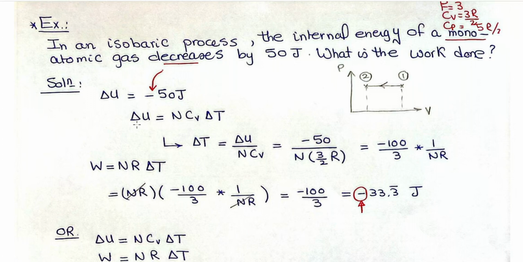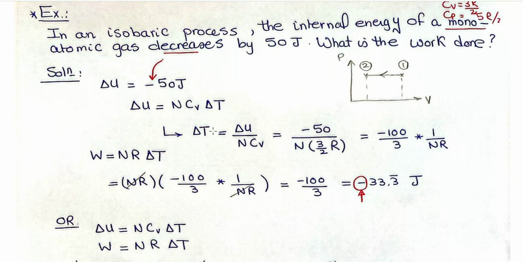Okay, the delta U is NCV delta T for all the processes. We can find delta T by substituting with delta U, N, and 3R over 2 instead of CV. It will give you unknown N and R. We don't know N and R. But when you want to calculate the work, it is NR delta T. So I will substitute the delta T with the unknowns, 1 over NR, negative 100 over 3, 1 over NR. So it will be cancelled and you can get the amount of work.